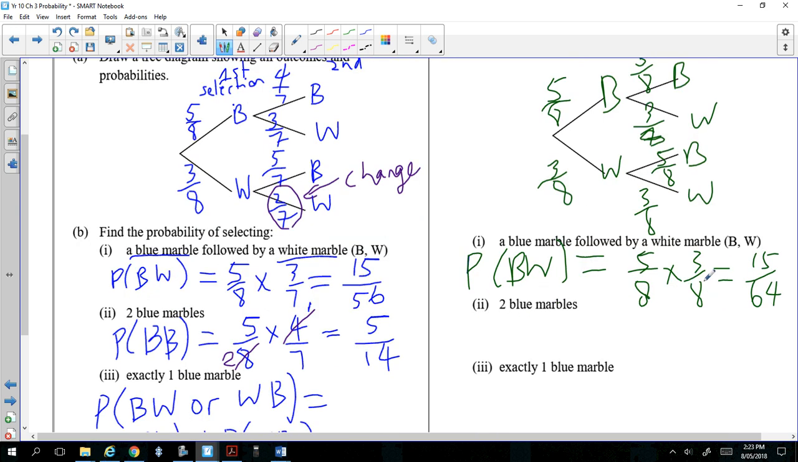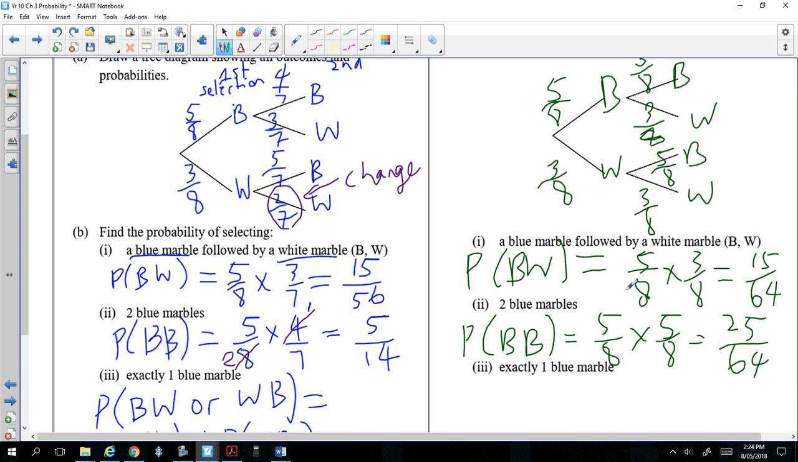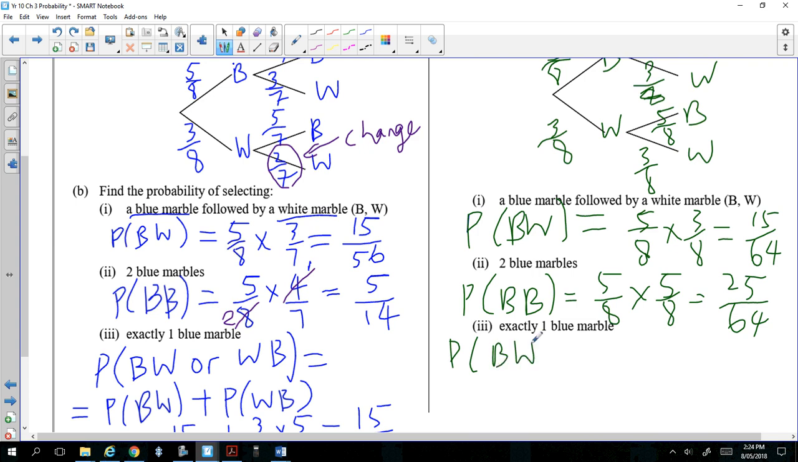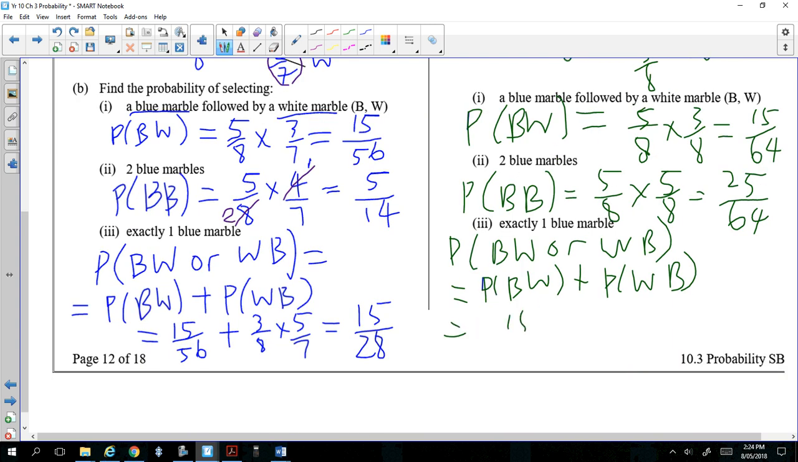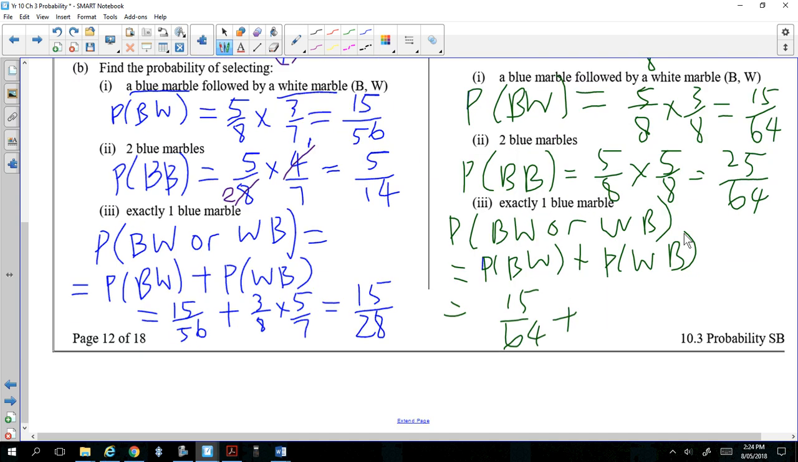Okay. All right. Good. Let's do two blue marbles. BB. So you get 5 out of 8 times 5 out of 8, which is 25 over 64. Exactly 1 blue marble, you go BW or WB, which is equal to BW plus WB. BW is 15 out of 64. The other one, WB, is 3 times 5 over 8 times 8. You still get 15 over 64, so you get 30 over 64. If you simplify that, you get 15 over 32. All right, 15 over 32.